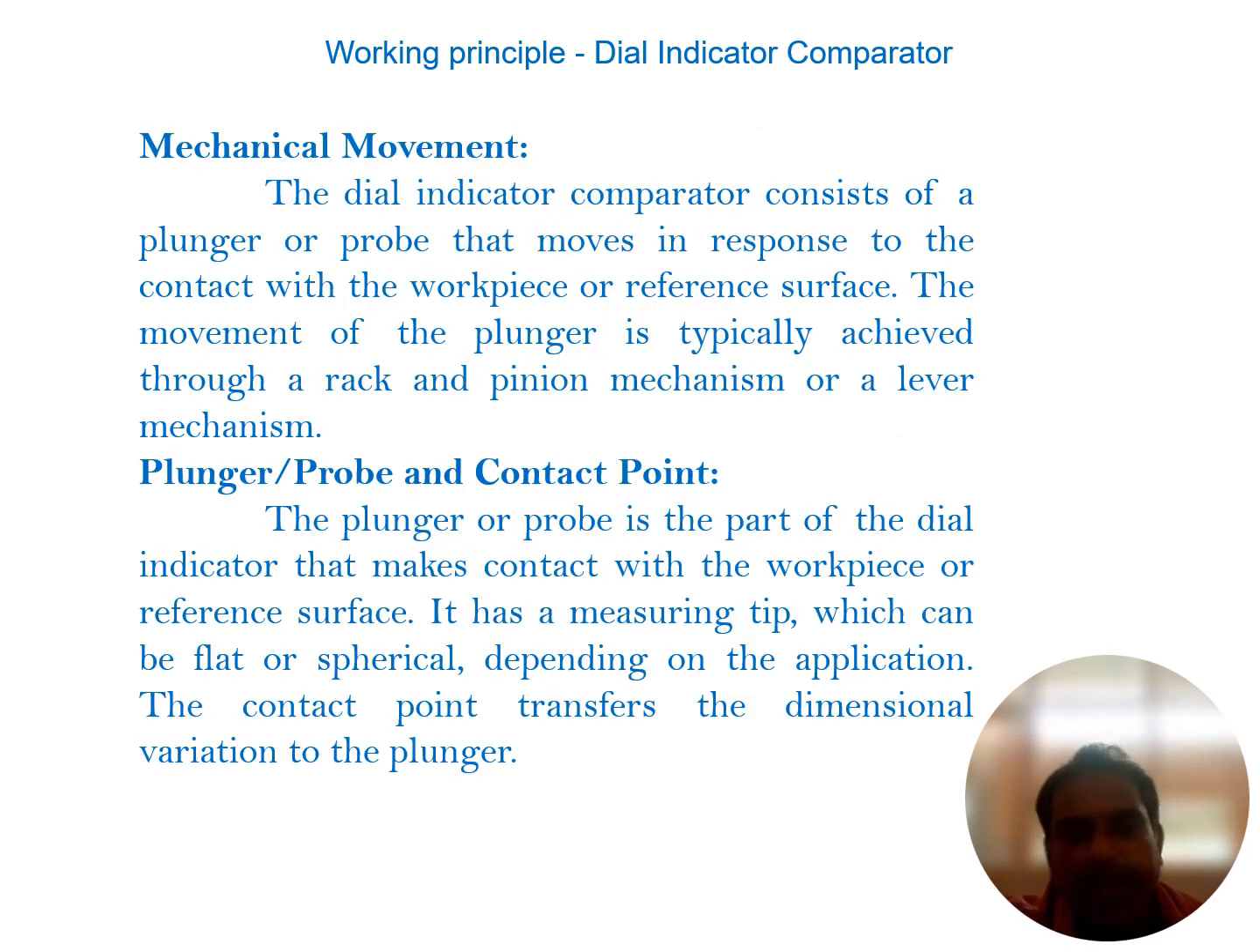Mechanical movement. The dial indicator comparator consists of a plunger or probe that moves in response to contact with the workpiece. The movement of the plunger is typically achieved through the rack and pinion mechanism. So we say it is a mechanical comparator. Next one is the plunger. The plunger is a part of the dial indicator that makes contact with the workpiece. When the probe contacts the workpiece, it reads zero, or suppose the workpiece size is large, the needle moves forward or reverse. That is the working of the plunger.